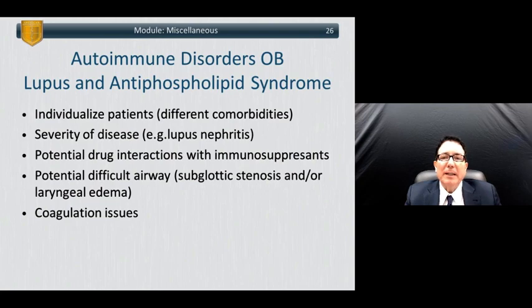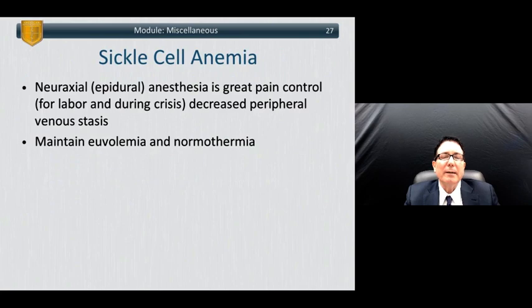Lupus and antiphospholipid syndrome form part of the autoimmune disorders that can happen in the obstetrical population. Obviously, these are patients that may have a lot of comorbidities. It depends a lot on the severity of disease, where there could be renal involvement, the so-called lupus nephritis. These patients many times are taking immunosuppressants, with potential drug interactions. They may have issues like subglottic stenosis and laryngeal edema with potentially difficult airways, and they can also have some coagulation issues.